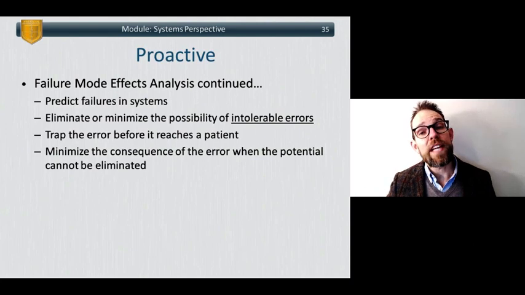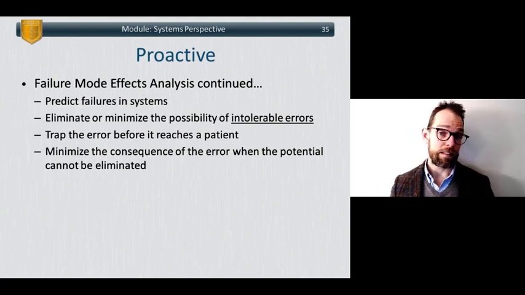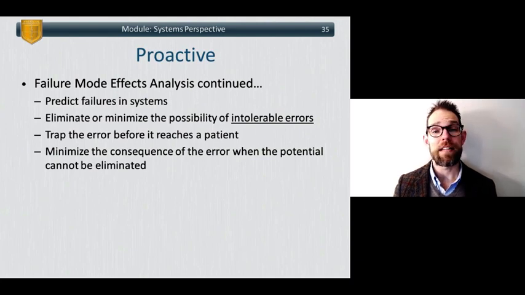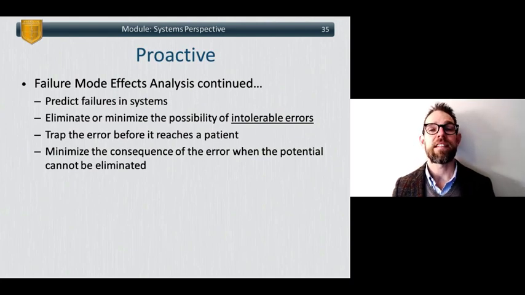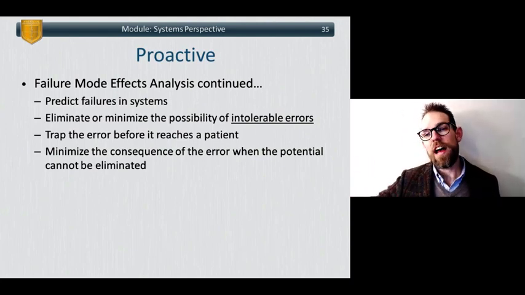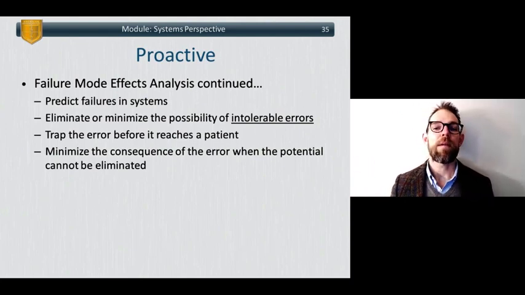So we use an FMEA to predict failures in systems. We're trying to eliminate or minimize that possibility of intolerable errors, errors that result in an adverse effect on the patient. Try to trap the error before it reaches the patient. Again, as I said, you want to create a scenario where it's either A, impossible to create an error, or B, the error is so obvious when it occurs that you can fix it before it ever even gets to the patient. And you minimize the consequence of the error when the potential cannot be eliminated.